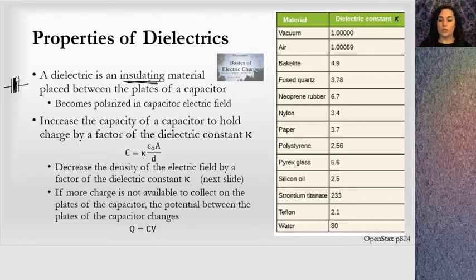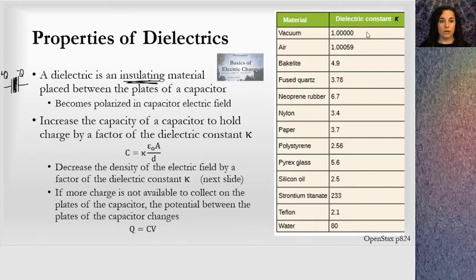So what we know is that if there are charges on one side and the other of this capacitor, that dielectric, whatever that insulating material is, will become polarized in the electric field between the capacitor plates. The overall effect is to increase the capacity of the capacitor to hold charge by a factor of the dielectric constant. In a previous lesson, we had just worried about if there was nothing in there.